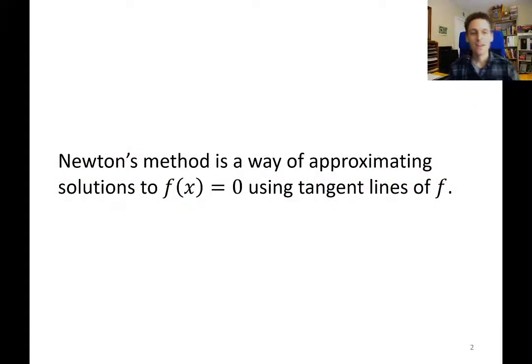In this video, we're going to look at an application of the derivative called Newton's method. Let's check it out. As it says, Newton's method is a way of approximating solutions to f of x equals 0 by using the tangent line of f. And when we think tangent line, we're thinking derivatives.